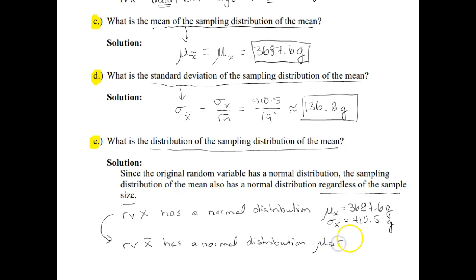That distribution will be centered in the same place as the original distribution. So mu sub x bar is going to be 3,687.6 grams, but the standard deviation is going to be smaller. So sigma sub x bar is roughly 136.8 grams, or exactly it was 410.5 over the square root of 9 grams before we rounded it off.